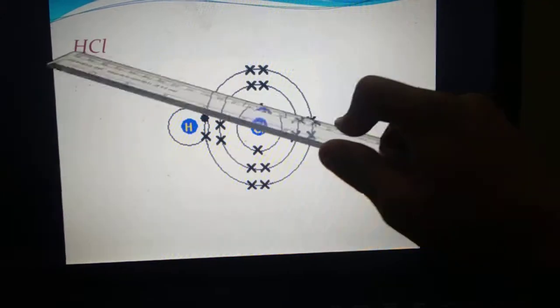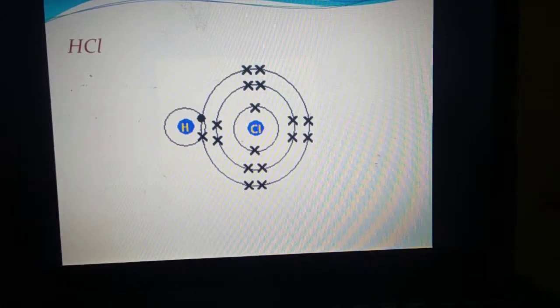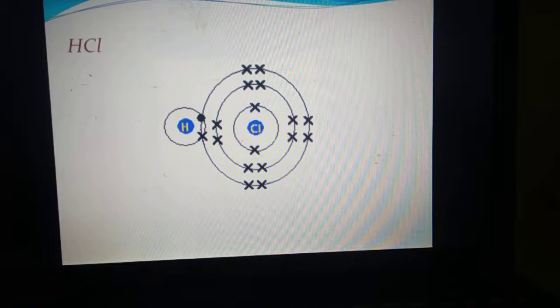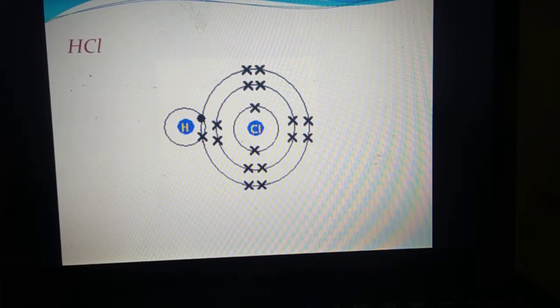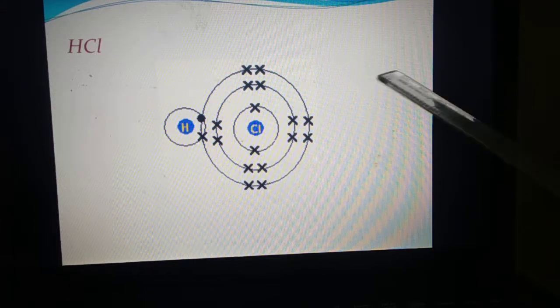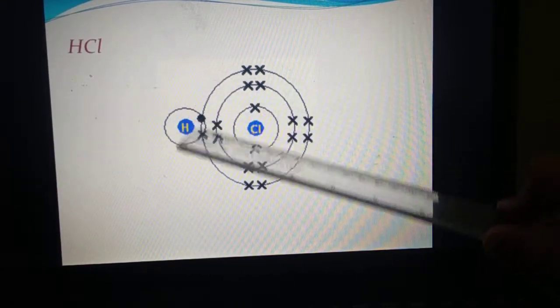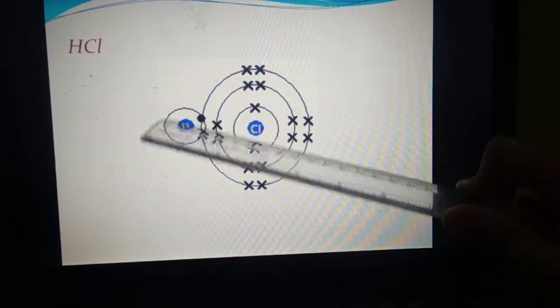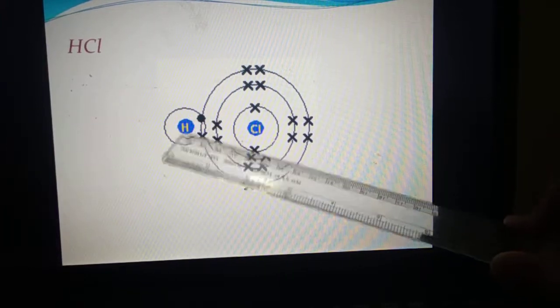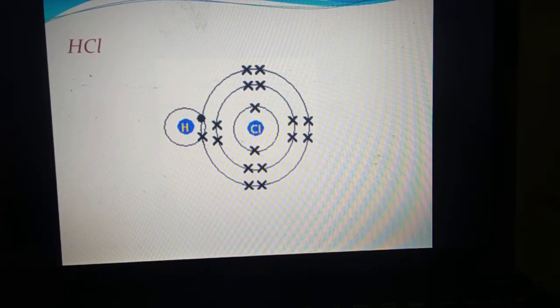Now we form HCl. This is called polar covalent bond, because the electrons between the two atoms are not shared equally. Chlorine has 8 while hydrogen has 2, which is why this is called polar covalent bond.